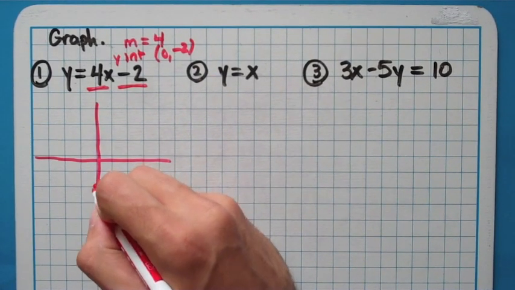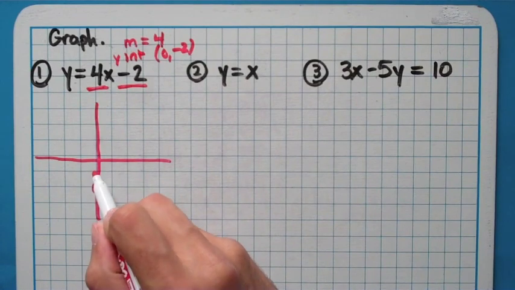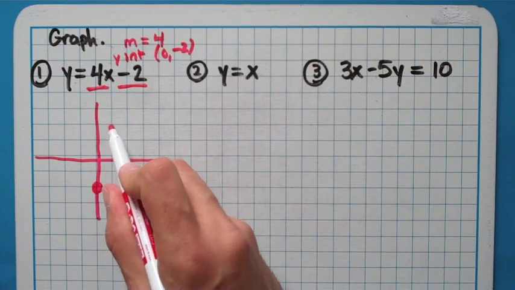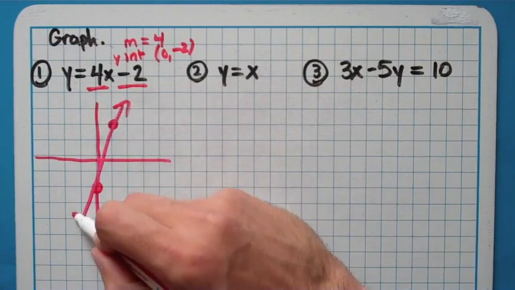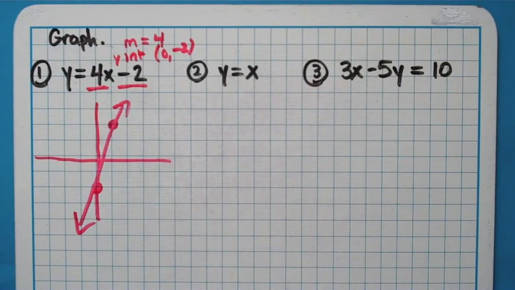I know this point's on the graph. I can count off my slope. 4 means up 4 over 1. Now I have 2 dots. I connect them, and I'm done. No mathematical computation required. You just look at it and you can graph it, which is pretty cool.